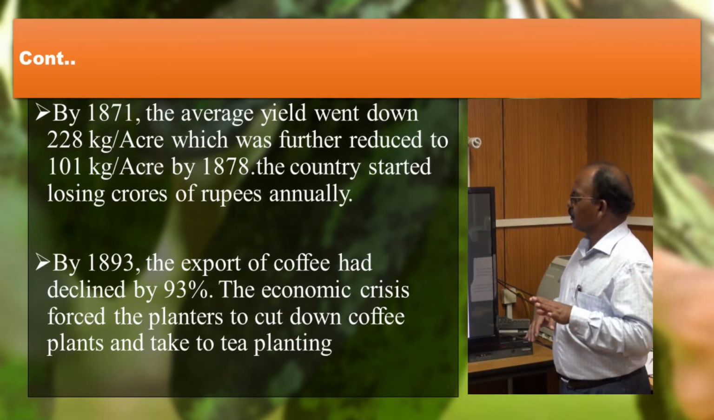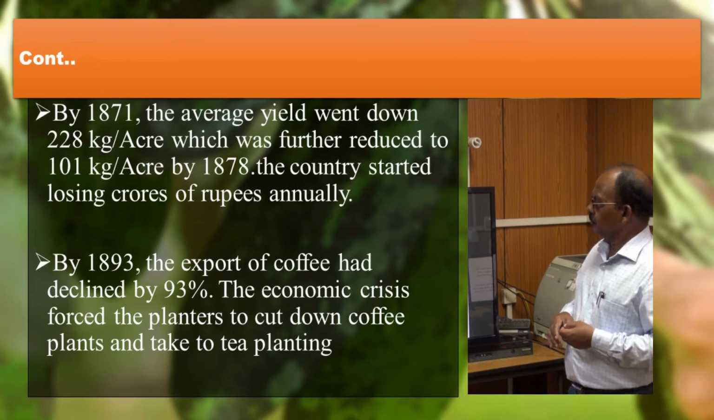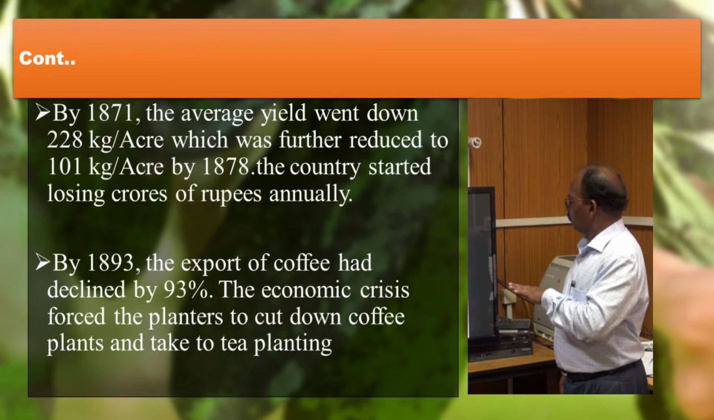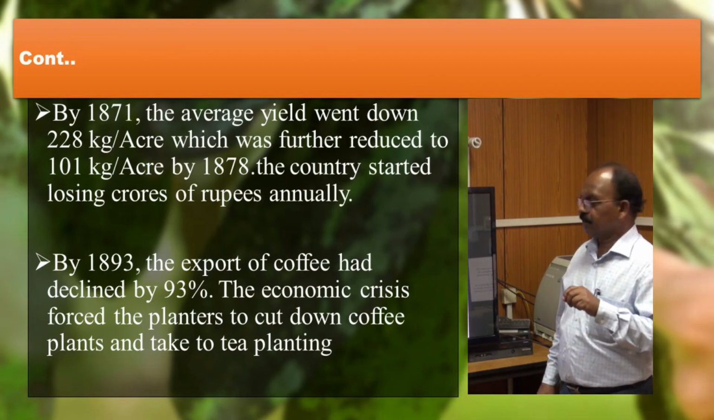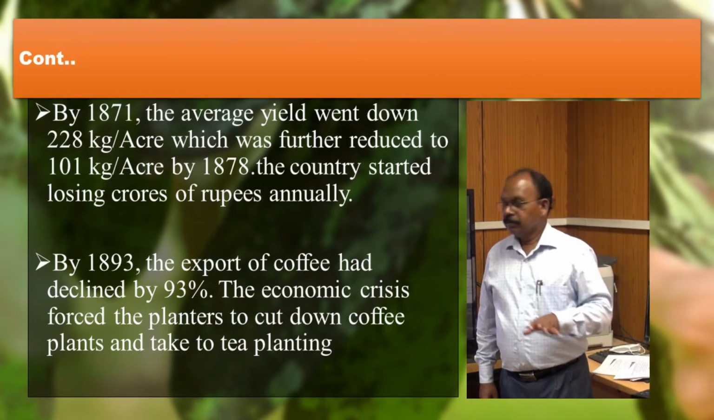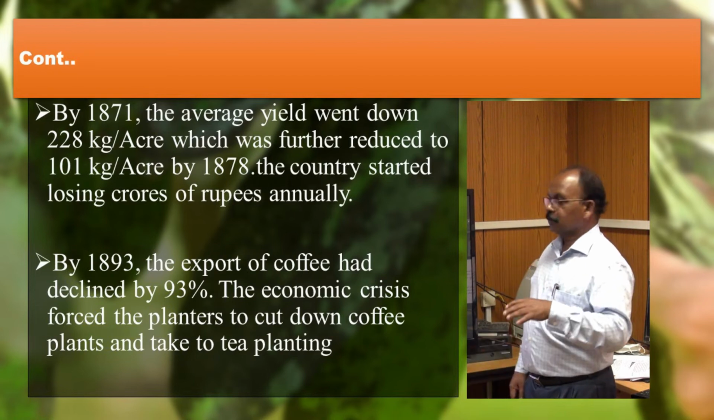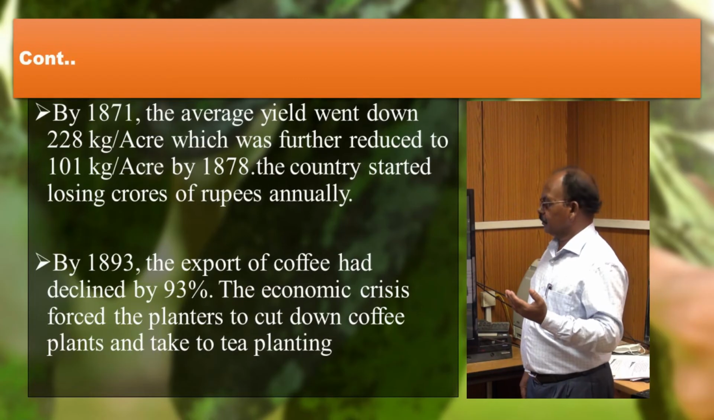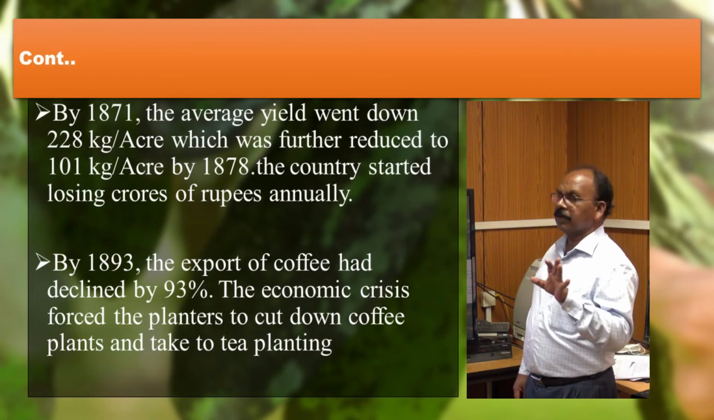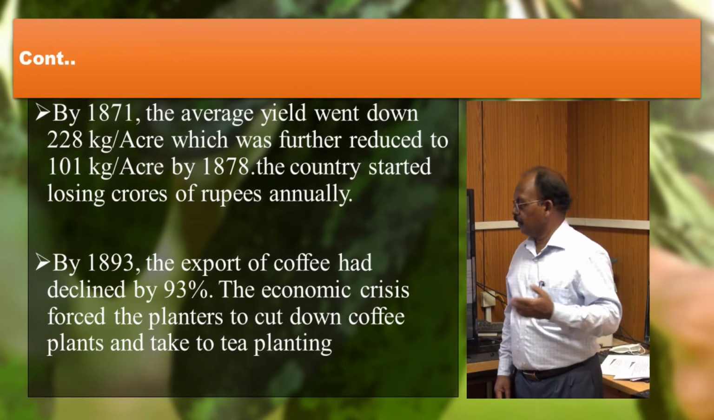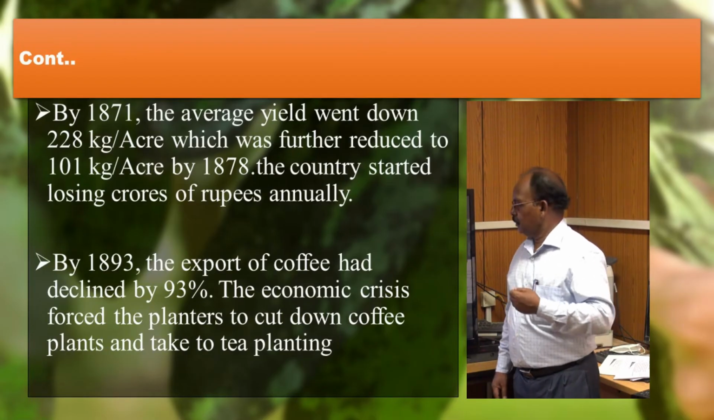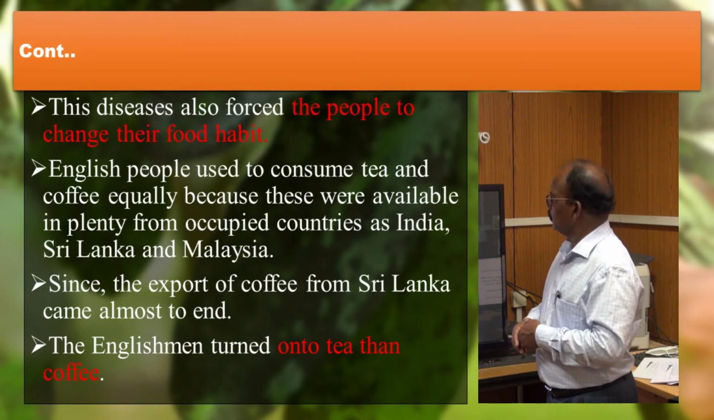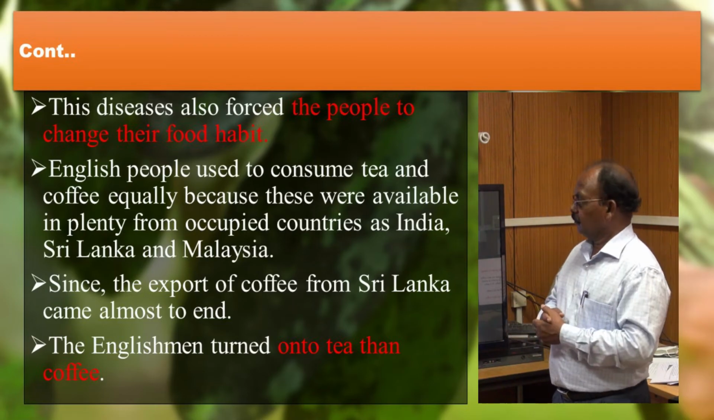The country started losing crores of rupees annually. By 1893, exports of coffee had declined by 93%. The disease forced the planters to cut down the coffee plants and take to tea planting. This disease also forced the people to change their food habit.